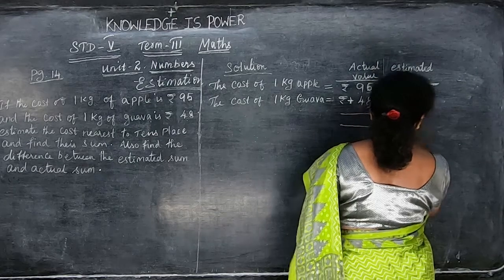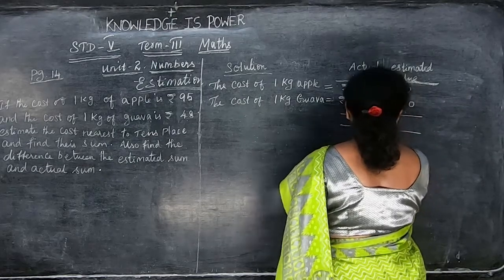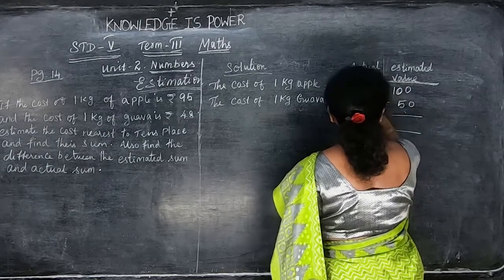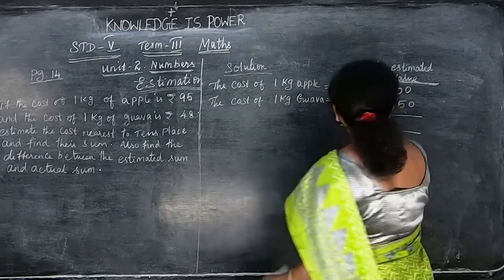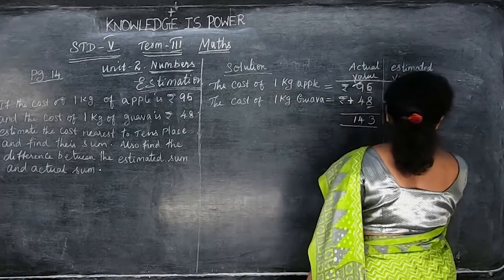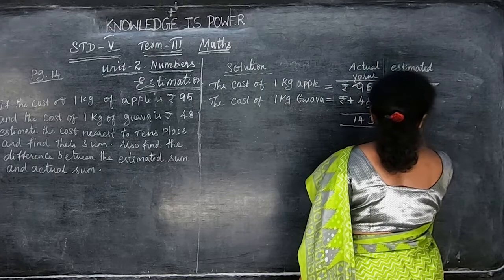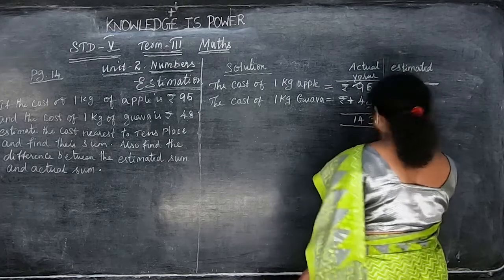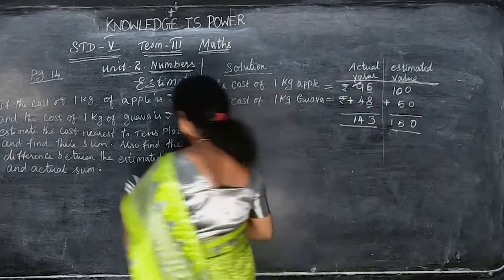So add these two numbers. So 8 plus 5, 13. 9 plus 1, 10, plus 4, 14. And here 0 plus 0 is 0. 0 plus 5 is 5. And 1 is 1. So now we have to find out the difference.